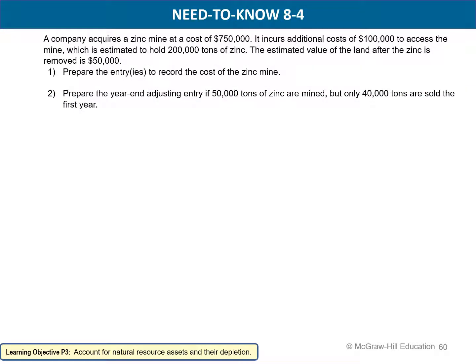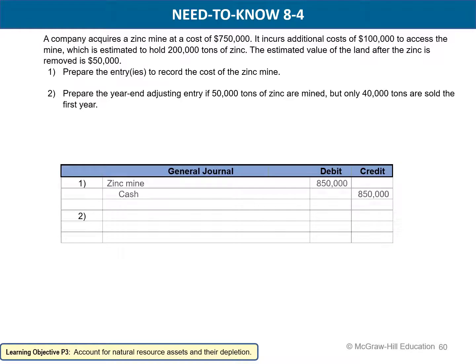All right, so let's look at this example. A company acquires a zinc mine at a cost of $750,000. It incurs $100,000 to access the mine, which is estimated to hold 200,000 tons of zinc. The estimated value of the land after the zinc is removed is $50,000. So let's record the entry. So we bought a zinc mine for $750,000 plus some additional cost to access it. So all of that becomes the cost of the mine. So zinc mine, debit of $850,000, credit cash $850,000.